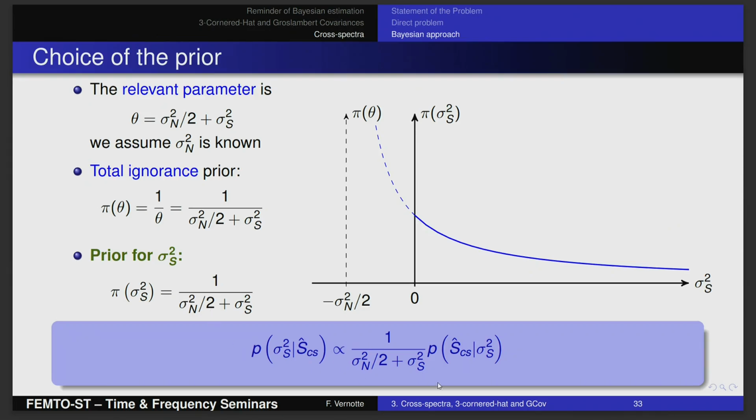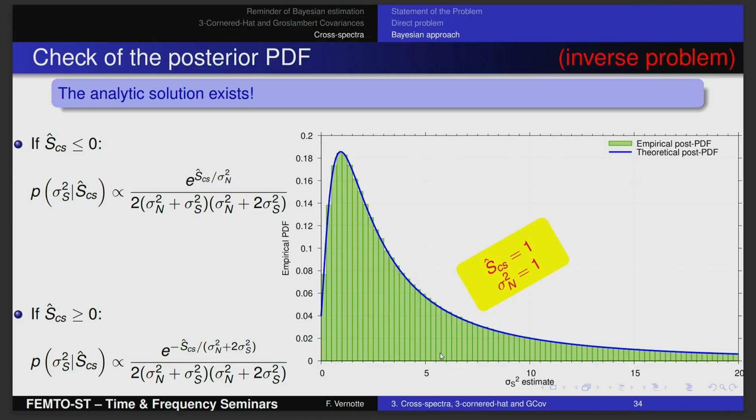And you do that, you make that, and you obtain, if the estimate is negative, this value. If the estimate is positive, you get this formula. And you see that it's in perfect agreement with the empirical post-PDF that we did, because we also had a method to find the empirical post-PDF. So we have here the advantage that an analytic solution exists. So it's quite simple to know that.